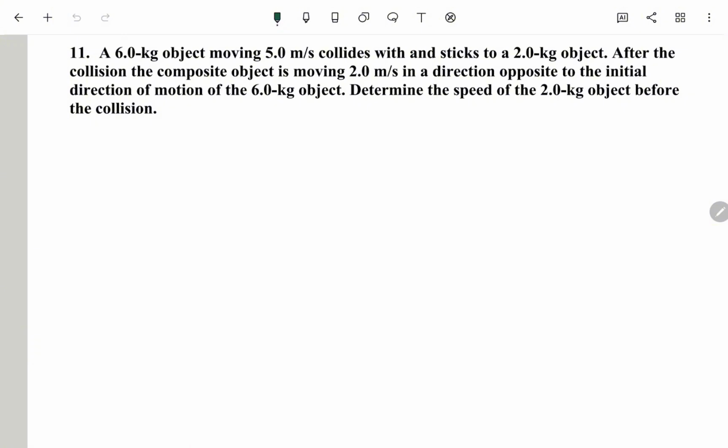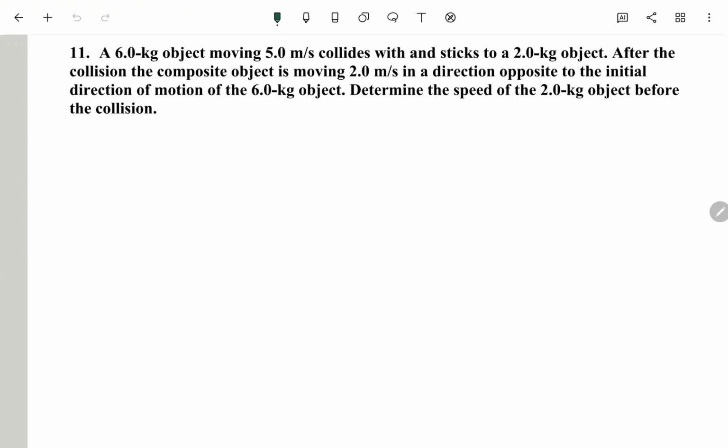A 6 kilogram object moving 5 meters per second collides with and sticks to a 2 kilogram object. After the collision, the composite object is moving 2 meters per second in a direction opposite to the initial direction of motion of the 6 kilogram object. Determine the speed of the 2 kilogram object before the collision.